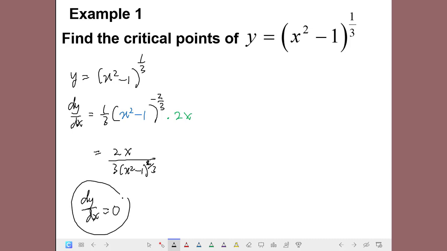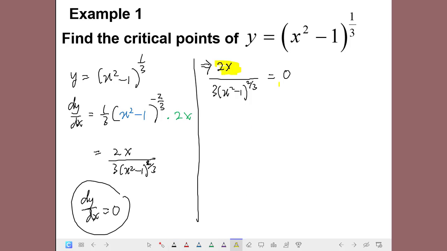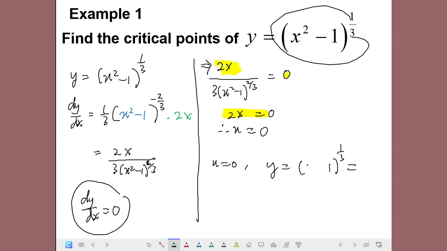So to find the critical point and also the stationary point, dy/dx is equal to 0. It implies that 2x over 3(x squared minus 1) to the power of 2/3 is equal to 0. So 2x is equal to 0, therefore x is equal to 0. So when x is equal to 0, substitute into y: 0 squared minus 1 is equal to negative 1. Therefore, (0, -1) is a critical point and also a stationary point.